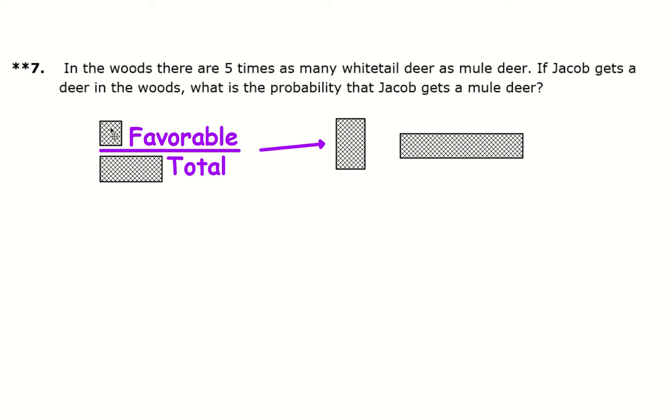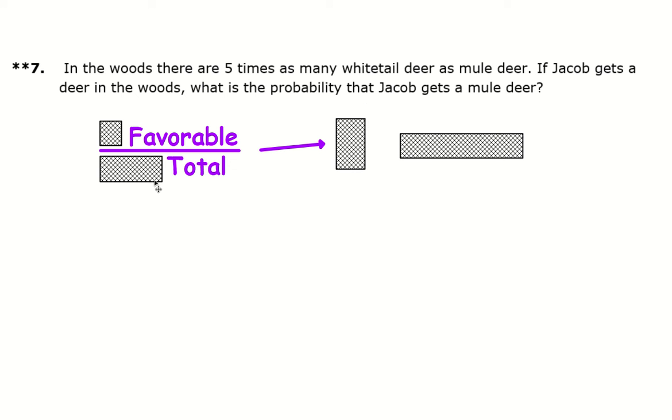I honestly can't remember what I put behind these boxes, but my thought is to, at least to an extent, maybe a large extent, just use guinea pig numbers. You know what I'm saying? You can just throw in some random numbers and find the probability just doing that. Let's say there are 10 mule deer. That means there are 50 white-tailed deer.